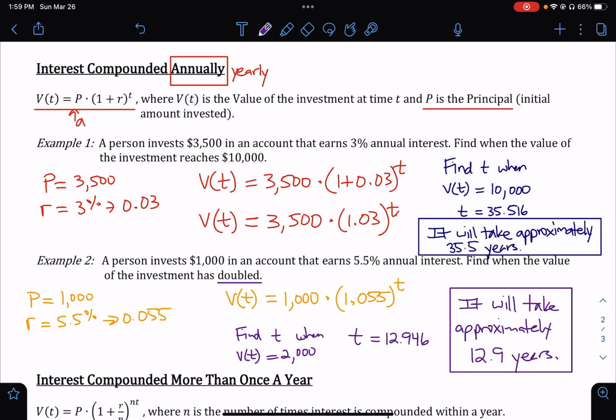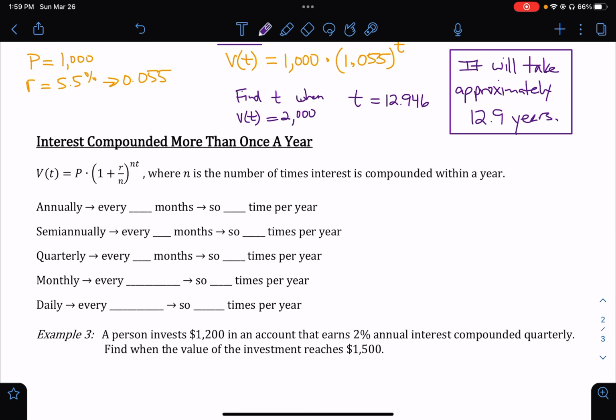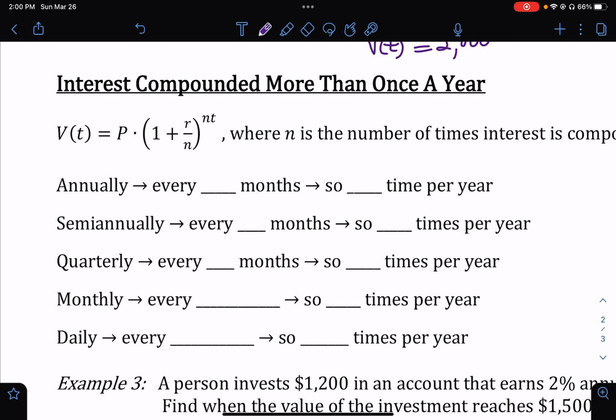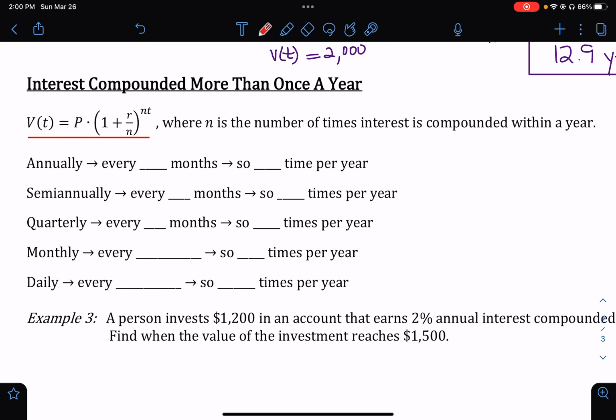Okay, when we are compounding the interest annually, meaning just once a year, every year. Now, if we want to compound it more than once a year, because this is also a pretty common thing to do, I actually have to use a slightly different equation, and that's going to be this one here. V of t equals p times 1 plus r over n to the power of n times t. So this new little variable here, n, is just the number of times we're going to compound the interest.